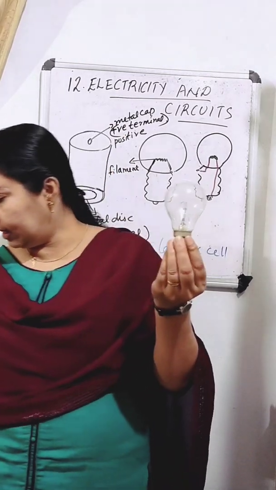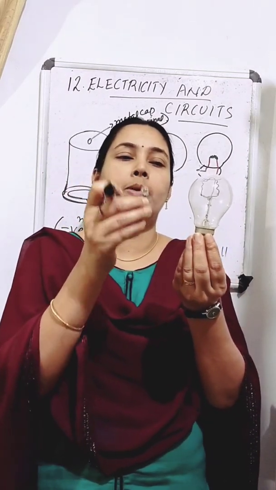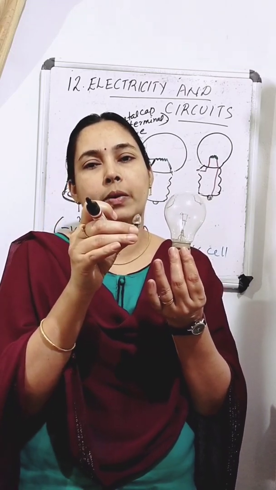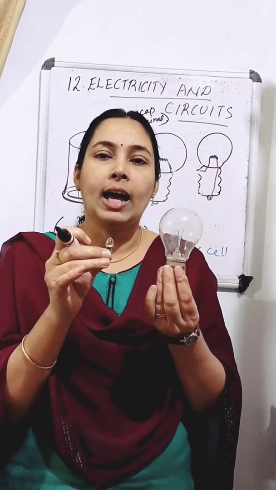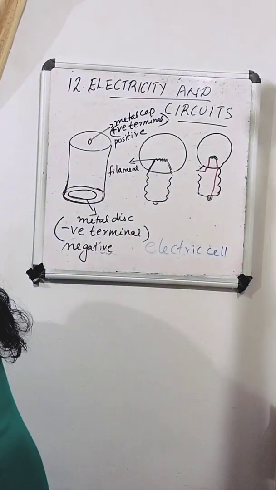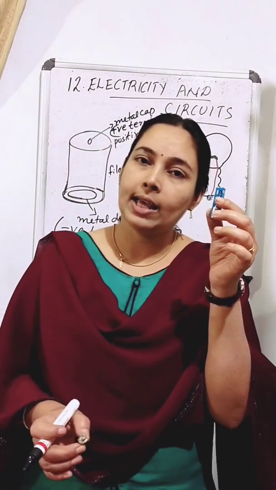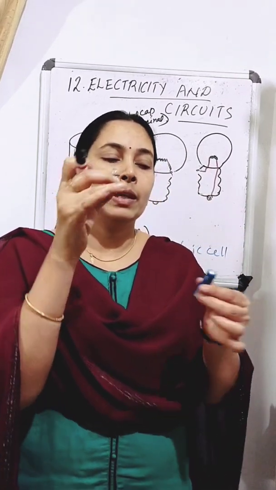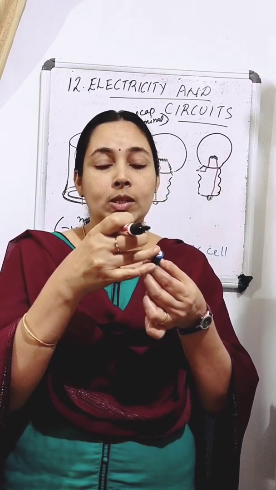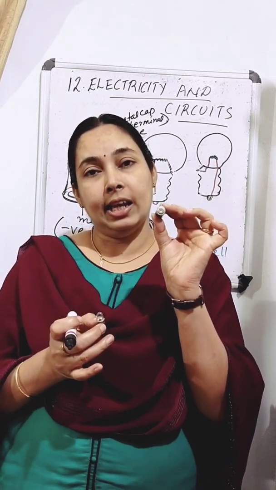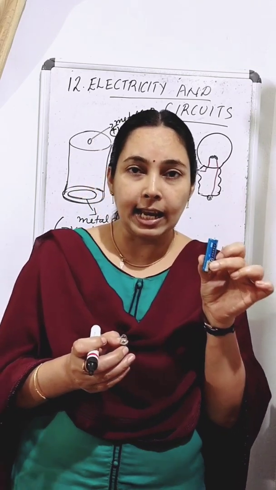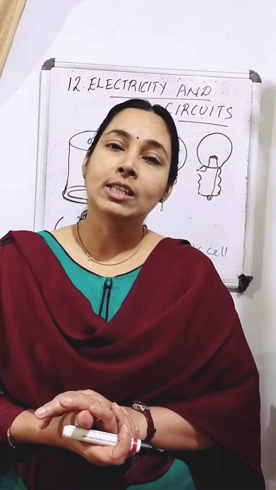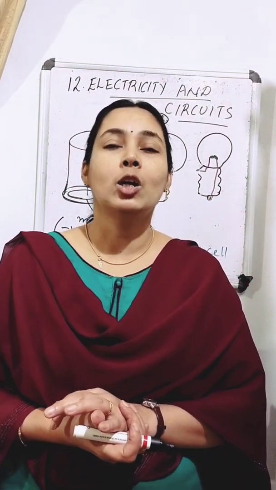So this is an electric bulb. This is a torch bulb. This electric bulb also has a similar design to a torch bulb. So both the electric cell and the bulb have how many terminals? The electric cell has two terminals. The bulb also has two terminals. The metal cap is the positive terminal and the metal disc is the negative terminal of an electric cell. Is it clear? So today we were discussing the electric cell and the torch bulb.